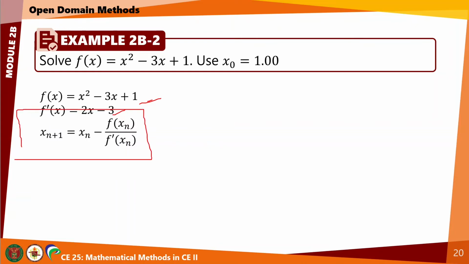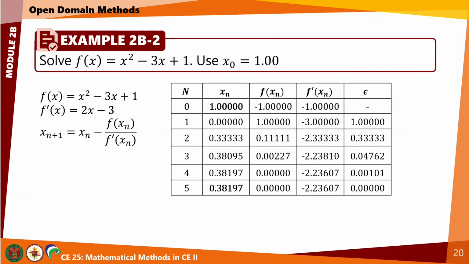Starting with the first iteration, gamit ulit tayong table. First iteration mo, initial value is 1. Substitute mo yung 1 dito. I should get 1 minus 3 plus 1, negative 1. Tama, di ba? Pag sinubstitute ko rin yung 1 dito sa derivative, I get also negative 1. Solving this, I get negative 1 over negative 1. Tapos yung first value natin is 1, so 1 minus 1, so 0. 0 yung next guess natin, as you can see here.